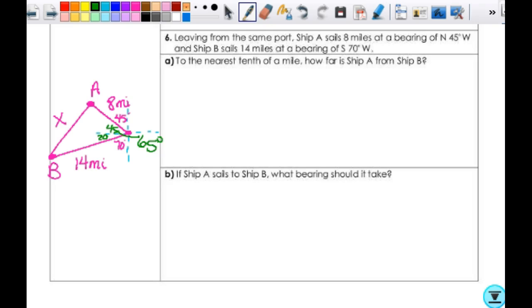So now I have 2 sides and the included angle. So that's side angle side. So Emmanuel's going to be very excited. We get to use law of cosines. And so that's going to mean I'm going to have x squared equals 8 squared plus 14 squared minus 2 times 8 times 14 times the cosine of 65. Okay.